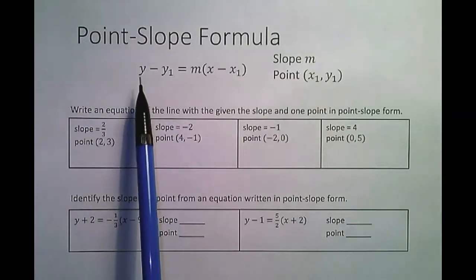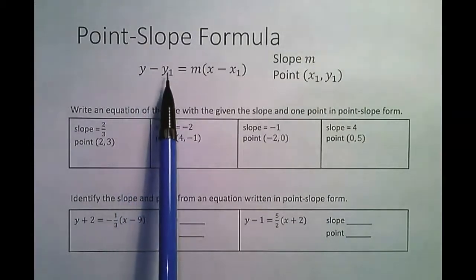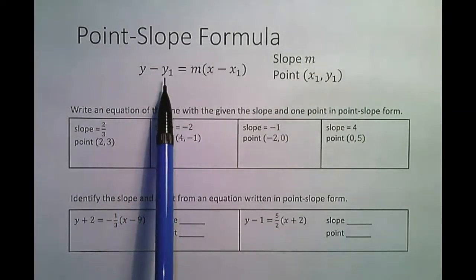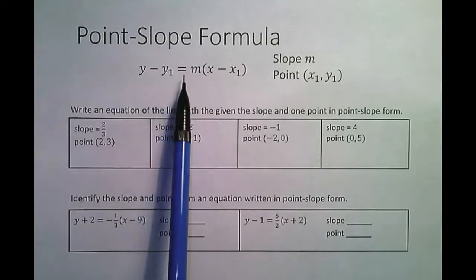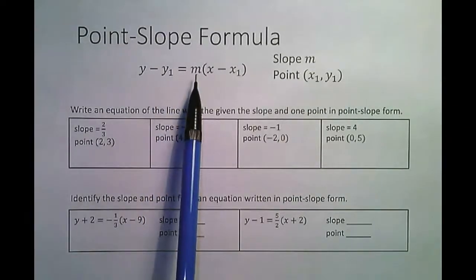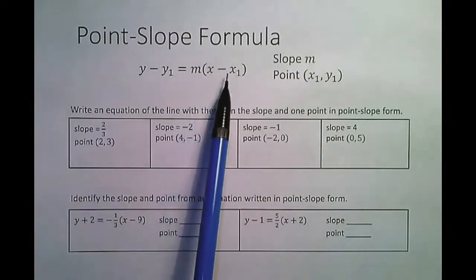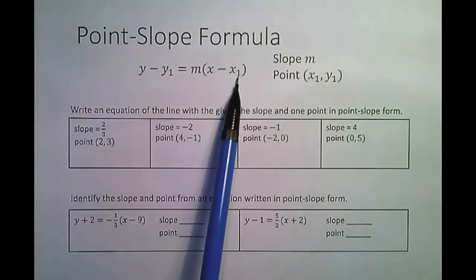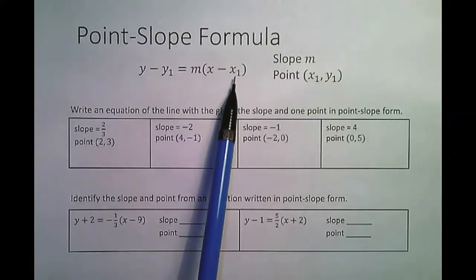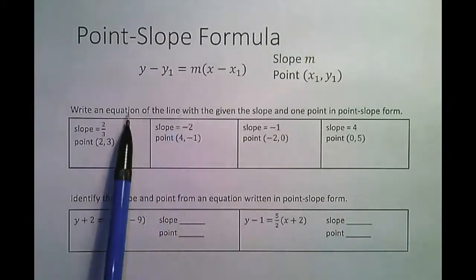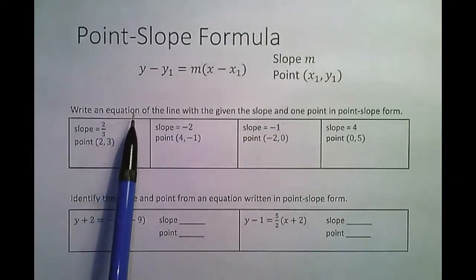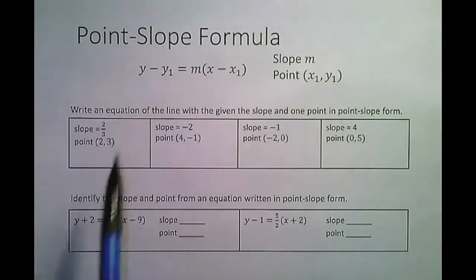So our point slope formula is y minus y sub 1. Now remember that y sub 1 is just a name for the y value of the coordinate you've been given, equals m, well there's my slope, parentheses x minus x sub 1, which represents the x of the coordinate you've been given. And then we close up those parentheses. So we're going to practice writing an equation when we've been given the slope and one point, and we're going to practice writing it in point slope form.